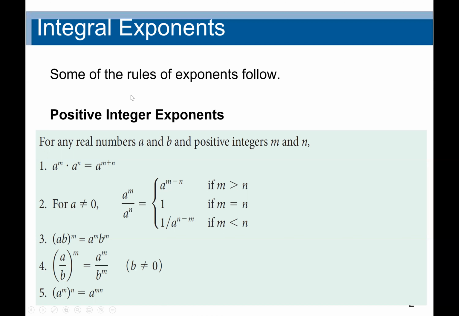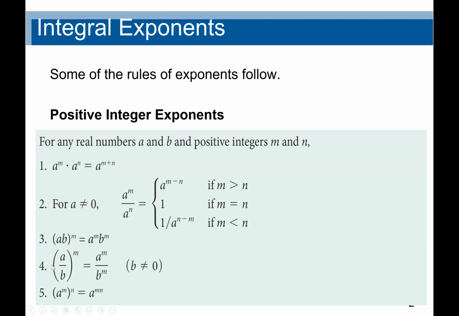The next rule is the parentheses rule. So for example, if we have a times b in parentheses to the power m, the m affects both a and b. So here we have a to the power m times b to the power m. The same thing if it's a division, everything in the parentheses, the m affects it. So it will be a to the power m divided by b to the power m.